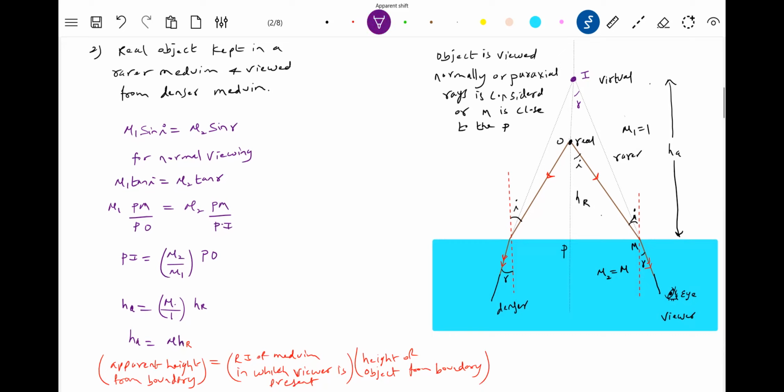So therefore, what is the conclusion? A real object in a rarer medium, when viewed from a denser medium, will appear farther from the boundary. There it was appearing nearer. Now this will appear farther. When you are in a swimming pool and try to look at the sky or any building nearby, it will appear farther from you. The reason for that is this condition.